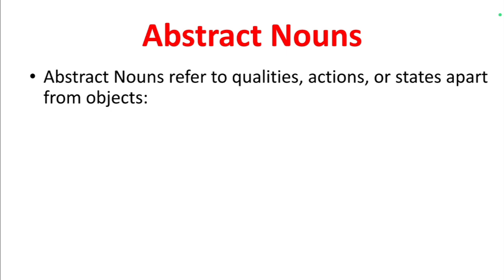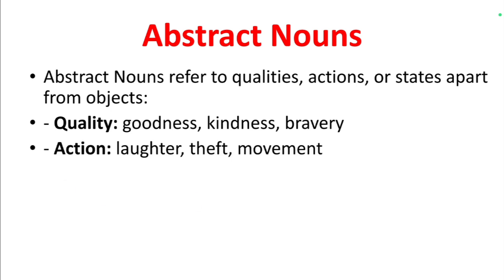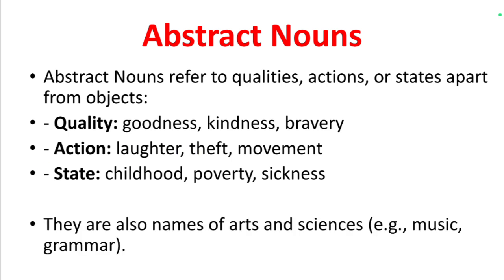Now let's know about abstract nouns. Abstract nouns refer to qualities, actions or states apart from objects. For example, quality: goodness, kindness and bravery. Action: laughter, theft and movement. State: childhood, poverty and sickness. They are also names of arts and sciences, for example grammar and music.